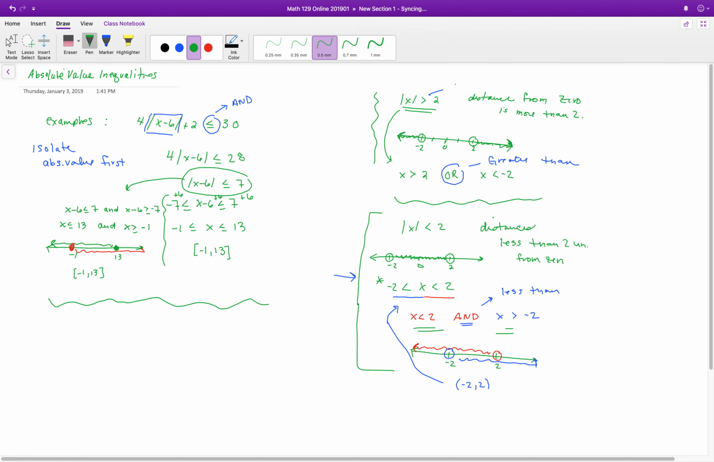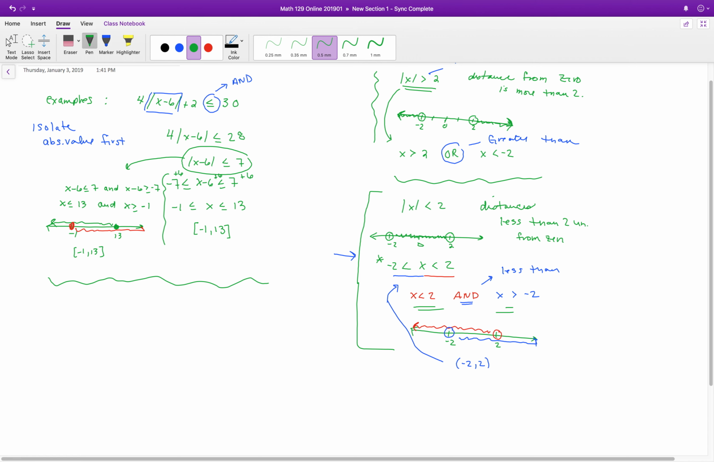Now, let's do an example of an "or" statement. In fact, let's just take the same problem. If we took the exact same example but changed it to greater than or equal to, we would have the absolute value of x minus 6 is greater than or equal to positive 7. Notice when we're talking about greater than, like we did up here, you have to go right to the "or" statement. You can't write this as a double inequality because there is no overlap. So you have to rewrite this as an "or" statement.